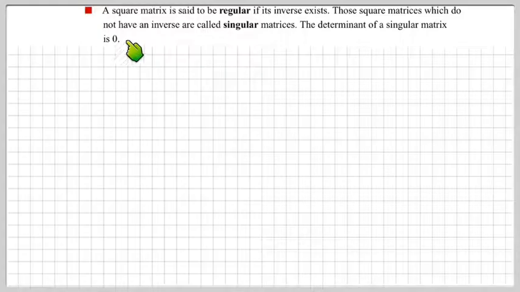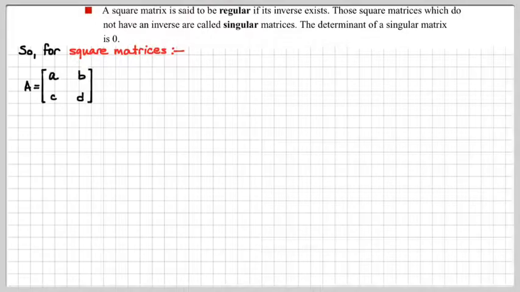Because you remember, to get the inverse, you've got to go 1 over the determinant times the fiddled around with entries in that square matrix. Now, you can't go dividing by 0, so a singular matrix has a determinant of 0, and therefore to get the inverse you'd have to divide 1 by 0 outside the entries, which you can't do. Okay? That's the deal. So for square matrices, I've got A equals that.